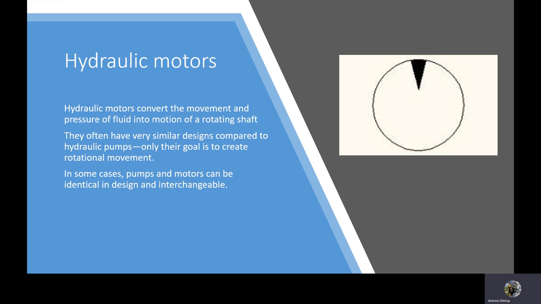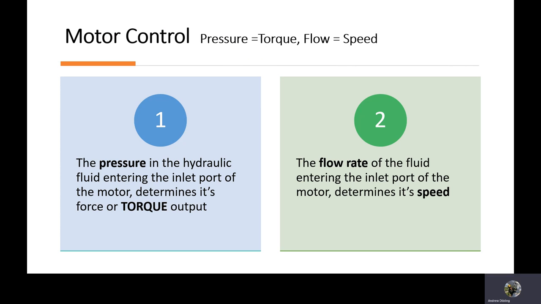And of course, hydraulic motors convert the movement of pressure of fluid into rotary mechanical shaft rotations. Basically, what you're going to be doing is exchanging that pressure drop for mechanical torque. And a lot of times, the design of the pump and the motor is identical, and they're almost interchangeable in a lot of cases. However, of course, in a pump, you're trying to maximize the amount of volumetric flow through. And in a motor, you're trying to control the amount of torque.